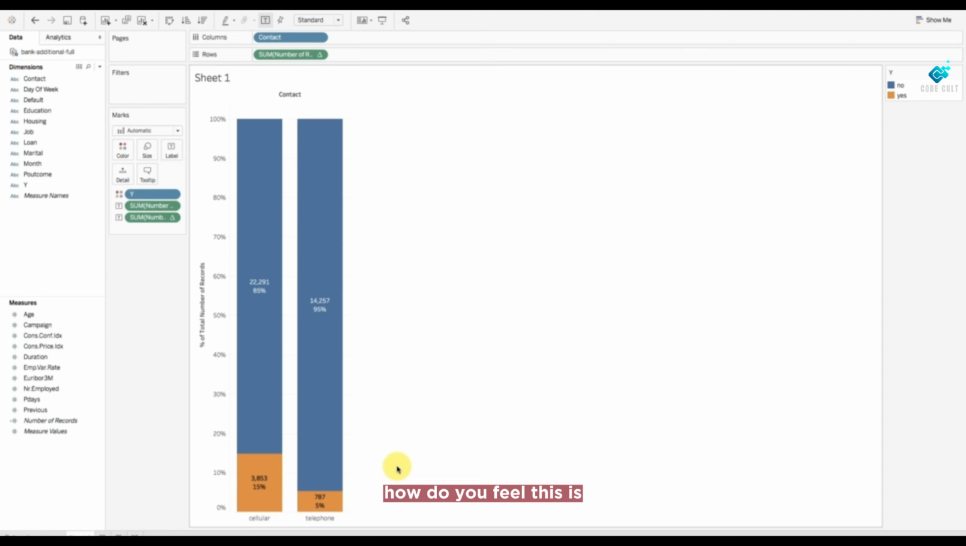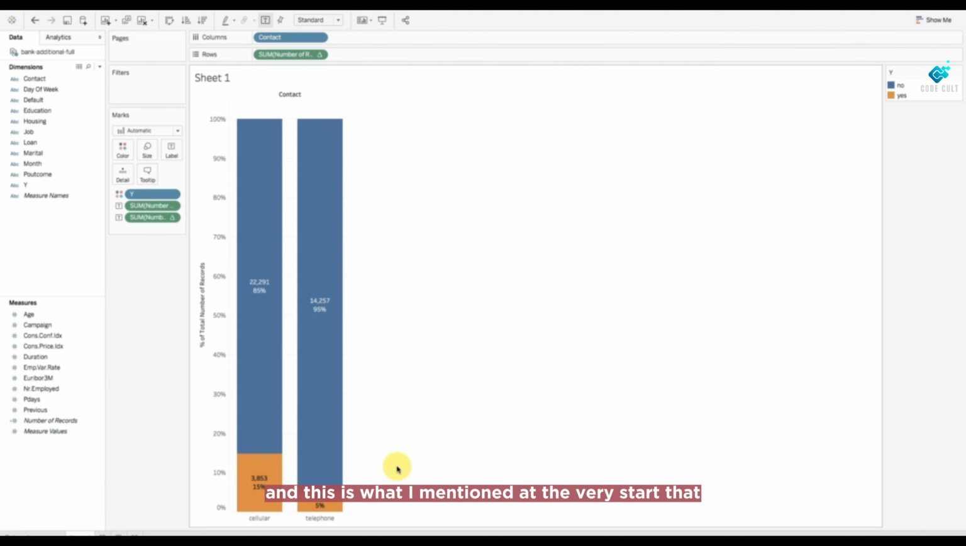How do you feel? This is what I personally call visual data mining. We're using a visual tool to extract insights from data through sight, through our eyes, rather than performing analysis. And this is like performing complex machine learning type of analysis.